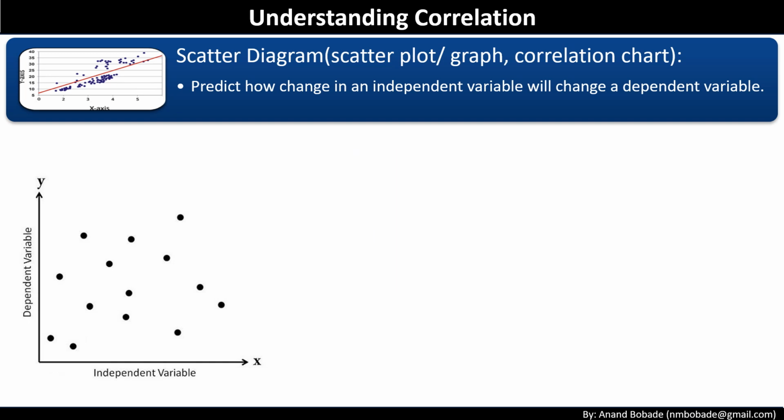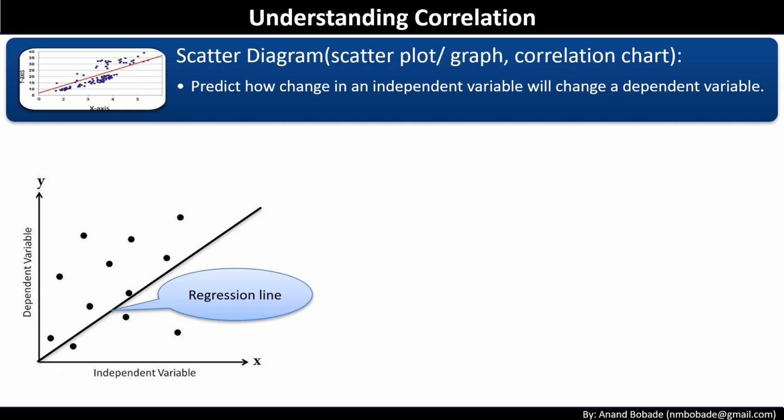Understanding correlation. When we plot our data points, we can draw a line that best fits the data. This is called a regression line. The way the data points cluster around this line tells us about the correlation, or relationship, between the variables.